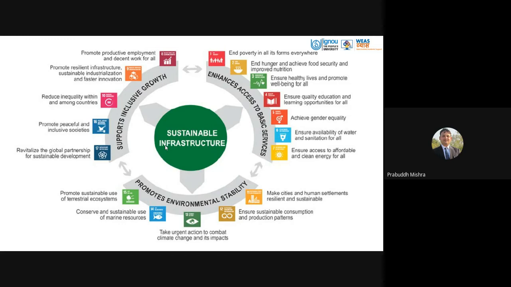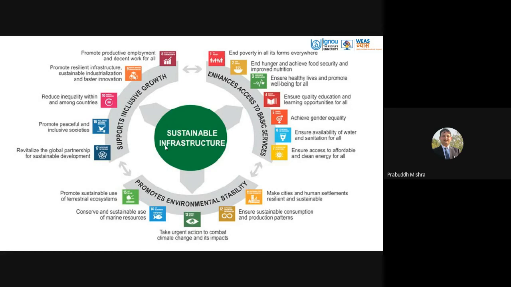Achieve gender equality, yes, very important. In infrastructural development, we see the majority of the people are male. Why male? Females are equally equipped, so they should also be given equal opportunity in any development project. They should also be trained, and there should be equal participation of workforce from both genders, male and female, right? So gender equality is also there.